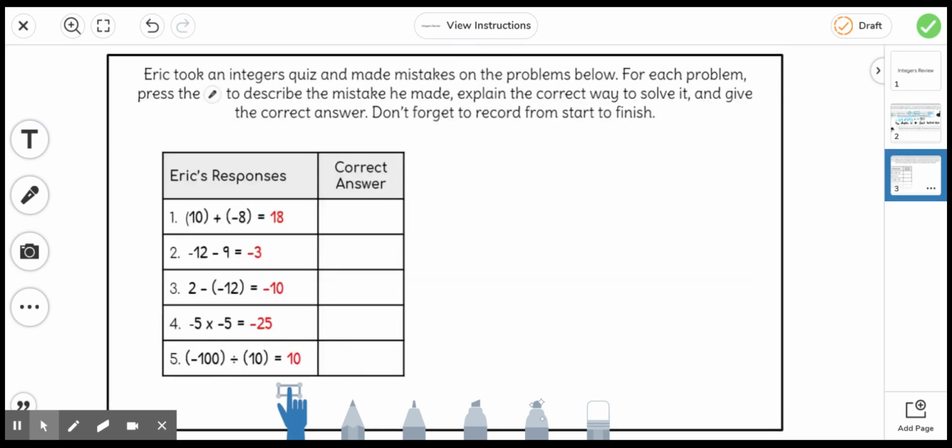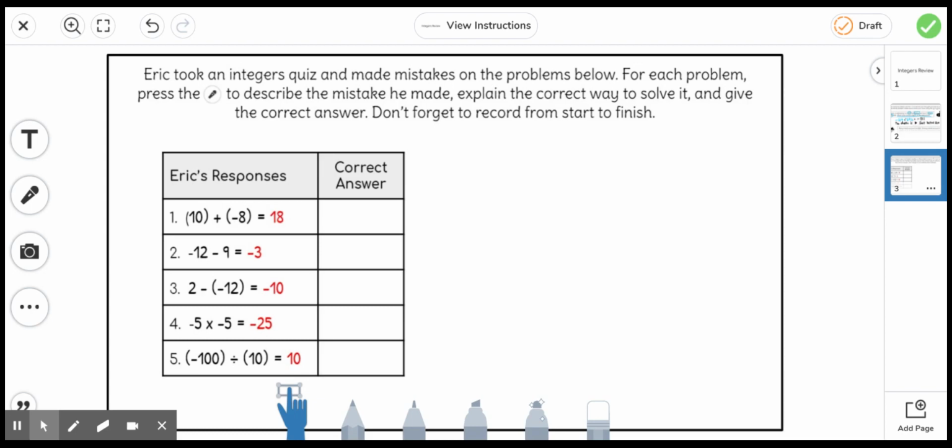So before I start recording, let me read everything. It says Eric took an integers quiz and made mistakes on the problems below. For each problem, press the microphone to describe the mistake he made, explain the correct way to solve it, and give the correct answer. Don't forget to record from start to finish. So let's go ahead and look at the problem.